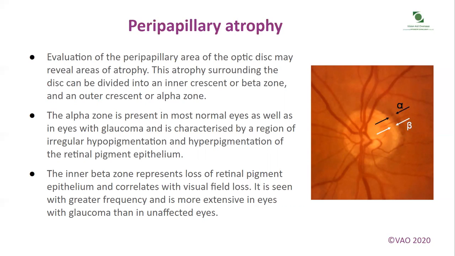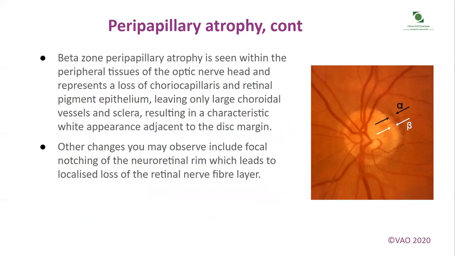The inner beta zone represents loss of retinal pigment epithelium and correlates with visual field loss. It is seen with greater frequency and is more extensive in eyes with glaucoma than in unaffected eyes. Beta zone peripapillary atrophy is seen within the peripheral tissues of the optic nerve head and represents a loss of choriocapillaris and retinal pigment epithelium, leaving only large choroidal vessels and sclera, resulting in a characteristic white appearance adjacent to the disc margin.